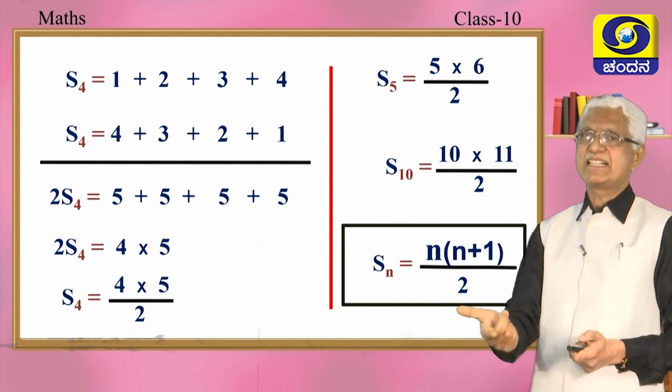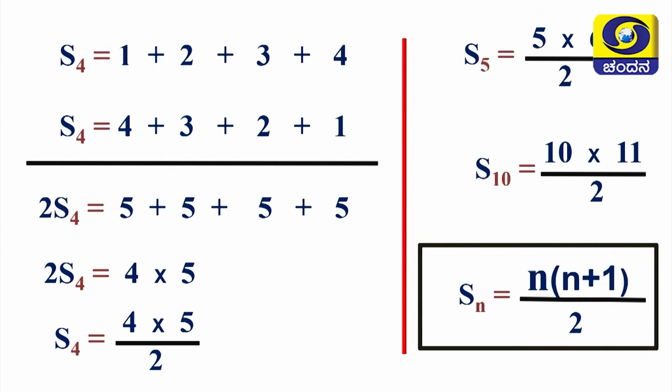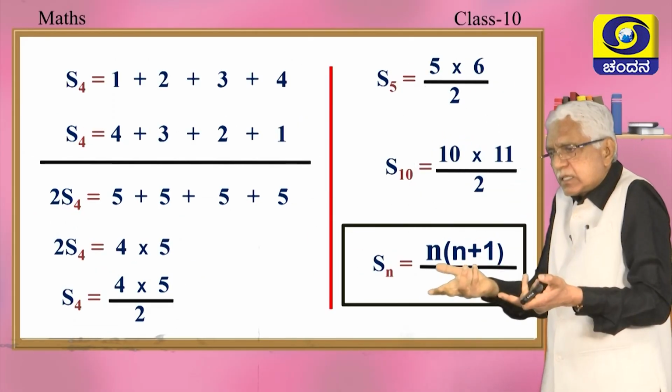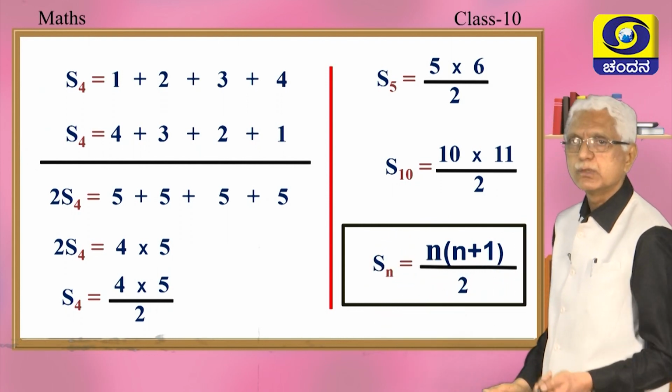In general, Sn is equal to n into n plus 1 by 2. If S4 was 4 into 5 by 2, S5 is 5 into 6 by 2, S10 is 10 into 11 by 2, S100 is 100 into 101 by 2, then Sn is n into n plus 1 by 2, right?